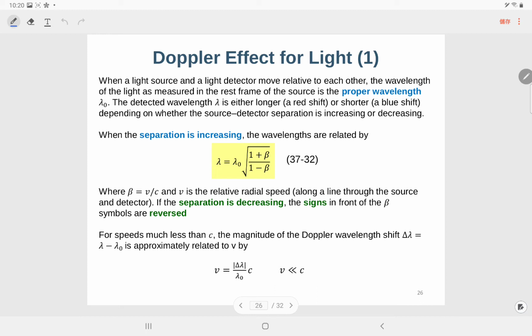And this effect will also appear in special relativity. When the light source and the light detector move relative to each other, the wavelength of the light as measured in the rest frame of the source is the proper wavelength, lambda 0. So the detected wavelength lambda is either longer, a redshift, or shorter, a blueshift, depending on whether the source-detector separation is increasing or decreasing.